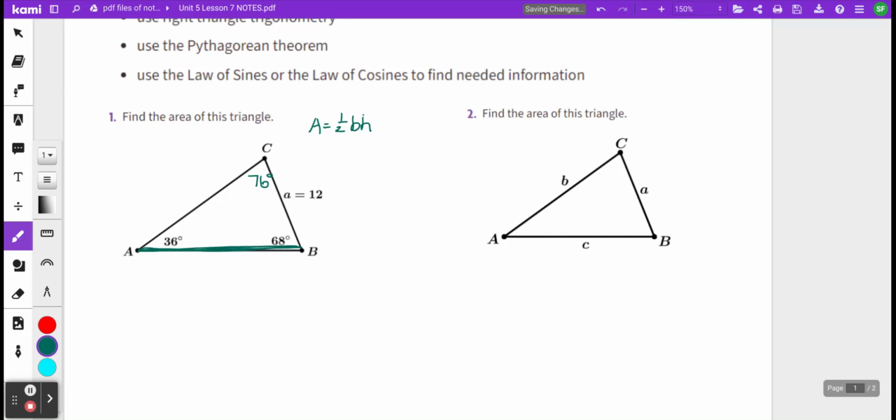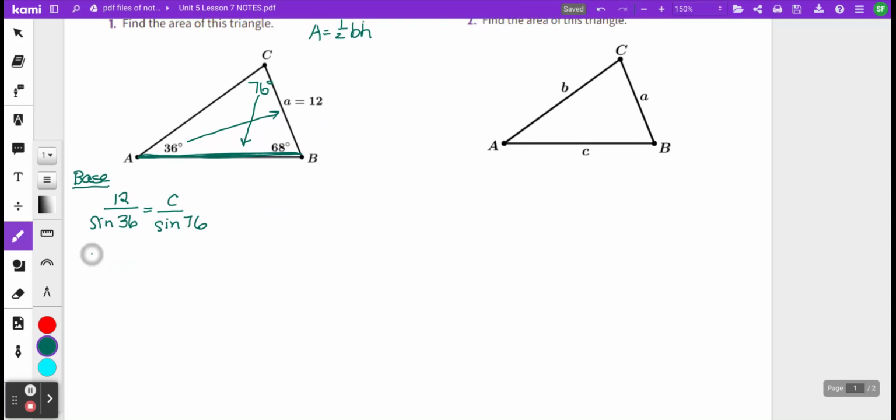And since this one is an angle-side kind of triangle, we can use law of sines. So I'm going to find my base first. And what I'm going to do is I'm going to do the angle and the side that I have and the one that I want. And because we want to find a side, we're going to use sides as the numerator. So I'm going to go 12 over sine 36 equals side C, which I don't know, over sine 76.